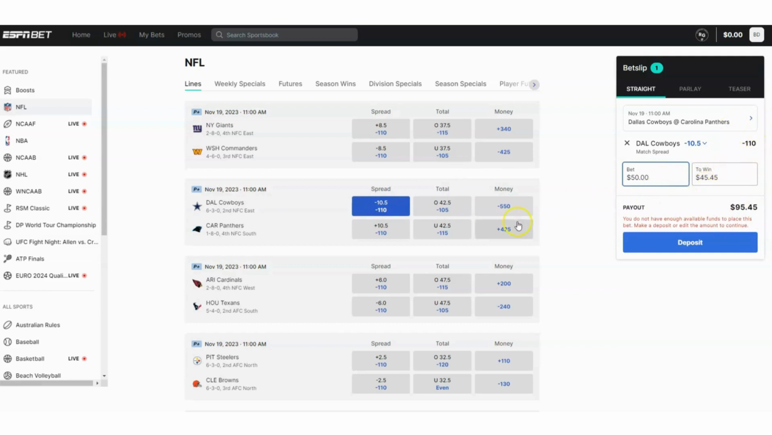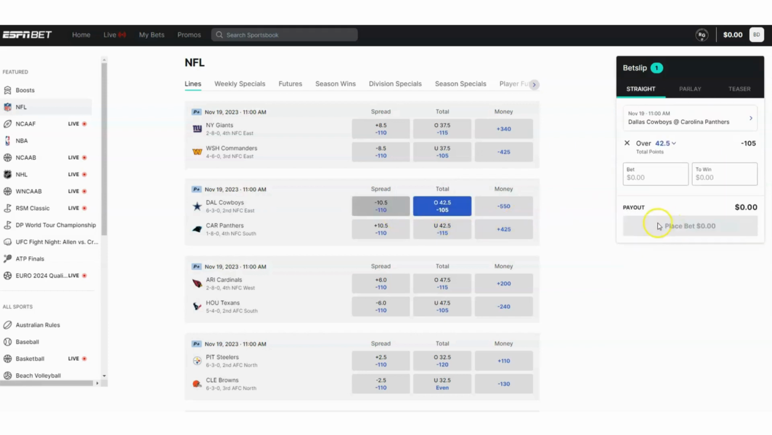I want to show you another one, minus 105. It's going to be a different payout. So if you take that same $55, the payout on that is going to be a little higher, of course, because you'd have to risk $105 to win 100, whereas you'd have to risk 110 to win 100.